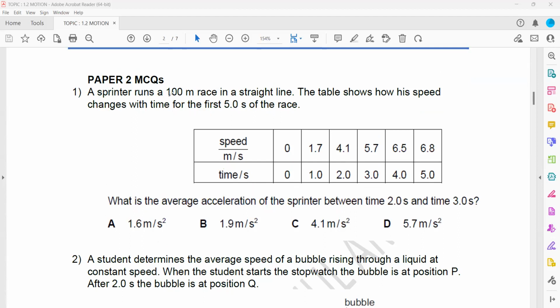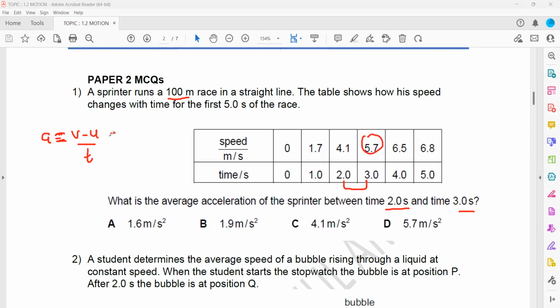A sprinter runs a 100-meter race in a straight line. The table shows the change in the speed for the first 5 seconds. What is the average acceleration from 2 seconds to 3 seconds? What is the formula for acceleration? Acceleration is the change in velocity, the final velocity minus the initial velocity, divided by time. So we want this interval from 2 seconds to 3 seconds.